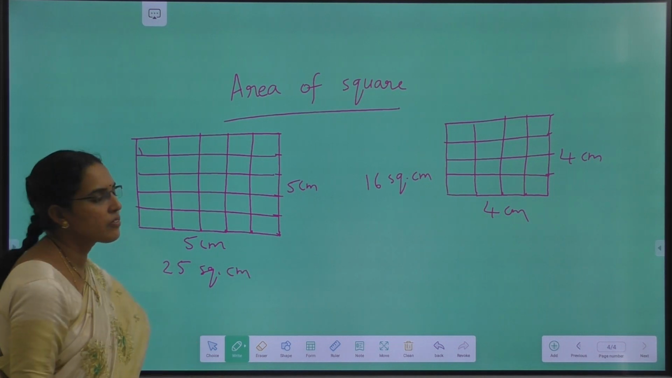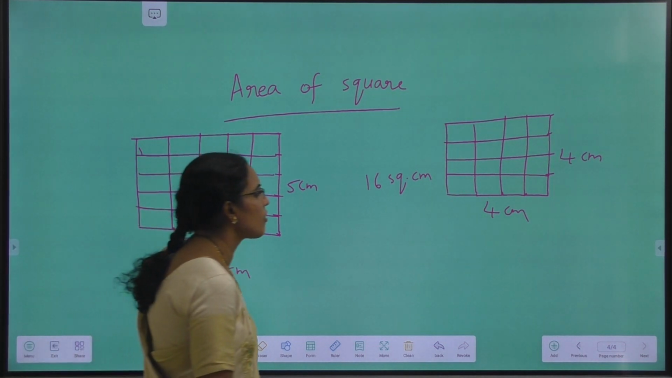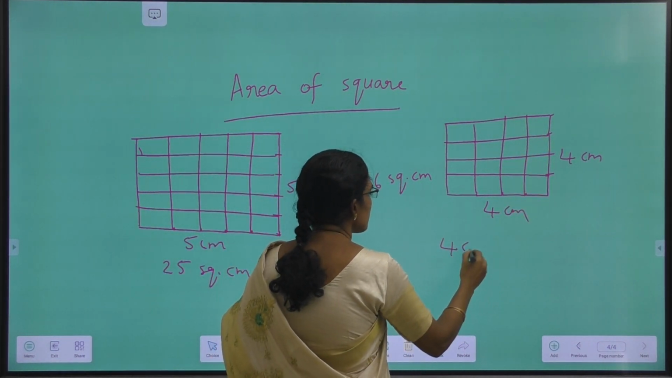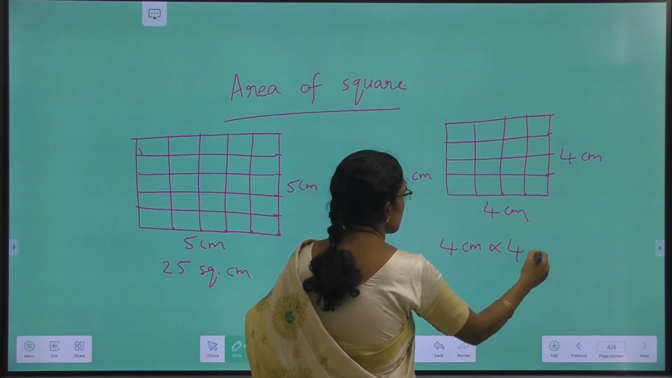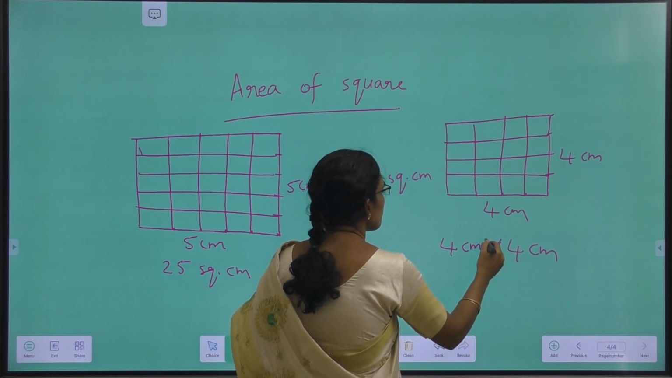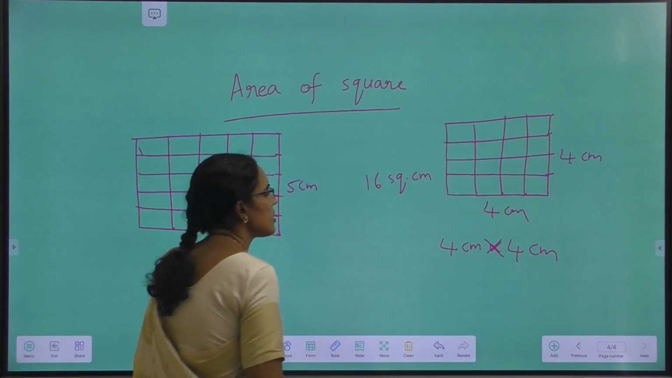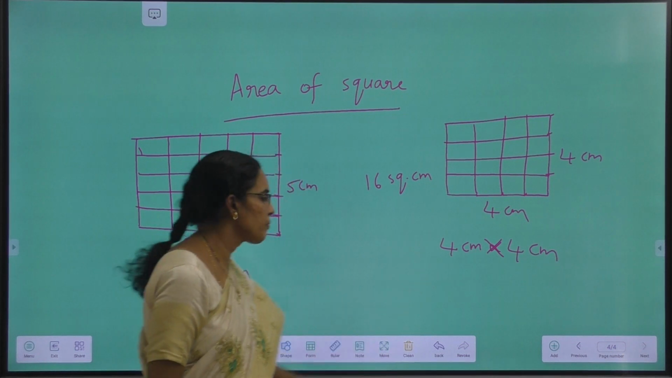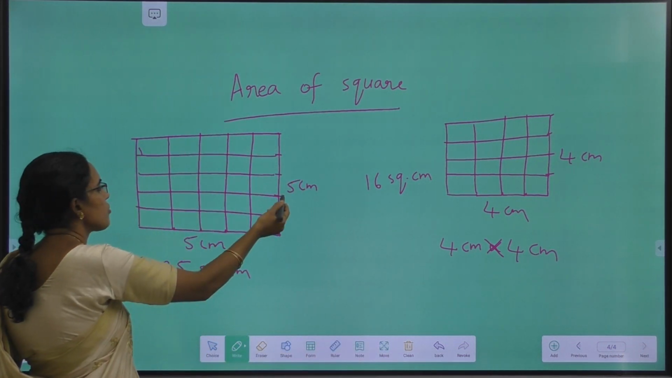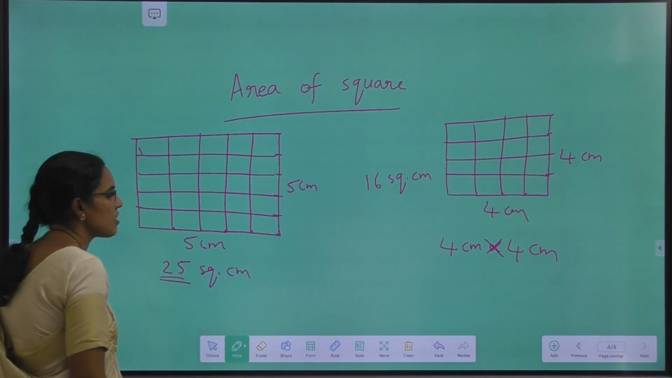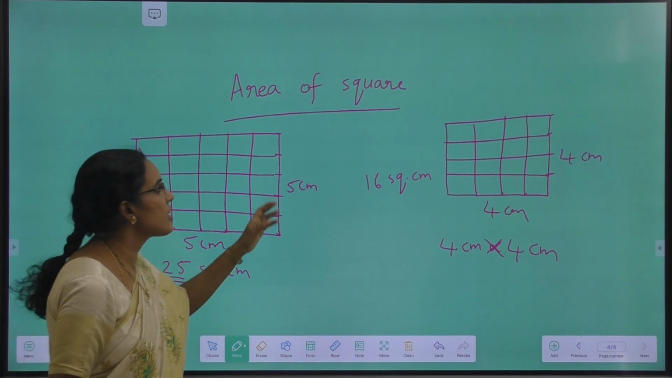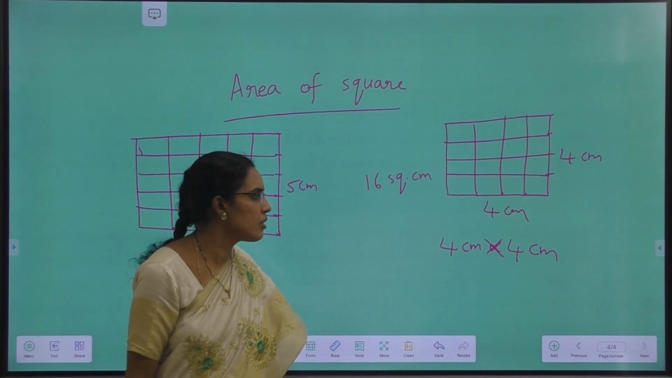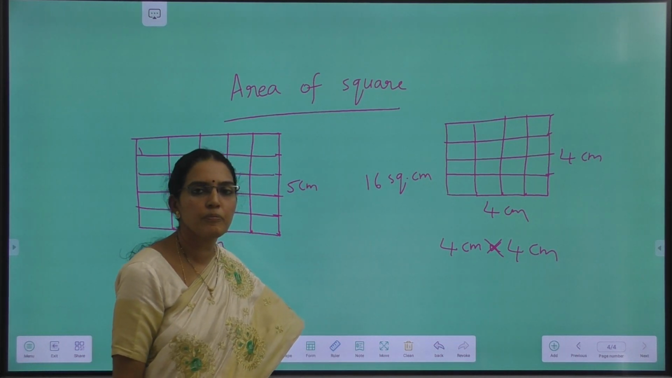From this what we infer, we came to know that the area of the square is side into side. 4 centimeters into 4 centimeters gives 16 square centimeters. That is, the area of the square formula is side into side. Here also 5 centimeters into 5 centimeters gives 25 square centimeters. Therefore, to find the area of the square, what formula do we use? Side into side gives the area of the square.